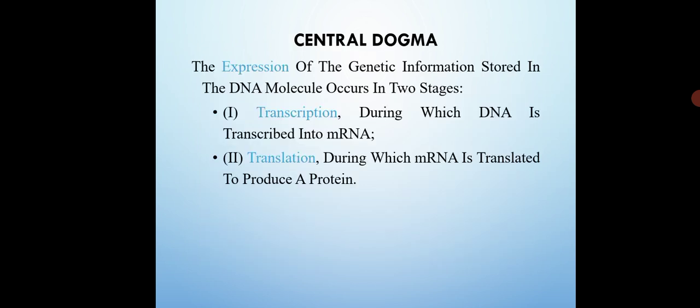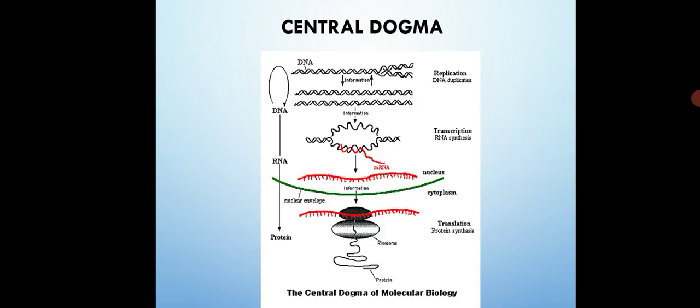So next is a very important topic called the central dogma of molecular biology. Here, the expression of the genetic information stored in the DNA molecule occurs in two different stages. One is transcription, where the DNA is transcribed into RNA, and the second is translation, where the mRNA is translated to a protein. So this is the entire process of the central dogma, or gene expression process.